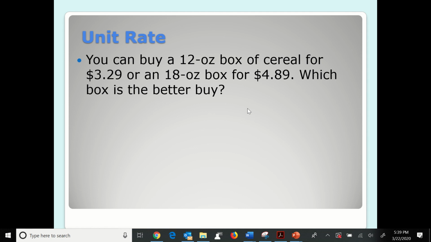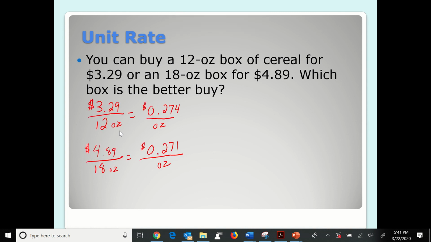So you can buy a 12-ounce box of cereal for $3.29 or an 18-ounce box for $4.89. Which box is the better buy? So what you need to do here, find the unit rate of the 12-ounce box, dollars per ounce, right? Find the unit rate of the larger box, dollars per ounce. Dollars will be the numerator, ounces the denominator, and compare the unit rate. So go ahead and pause the video and do this now.